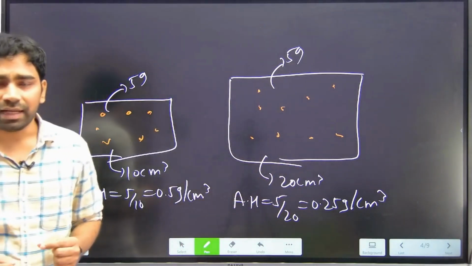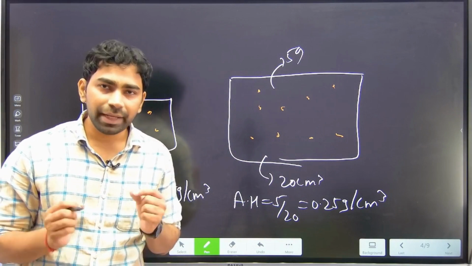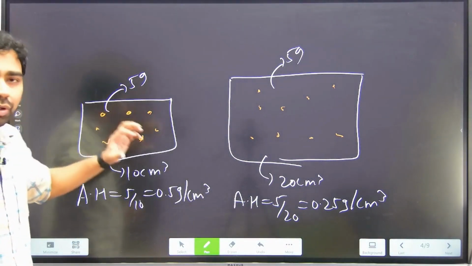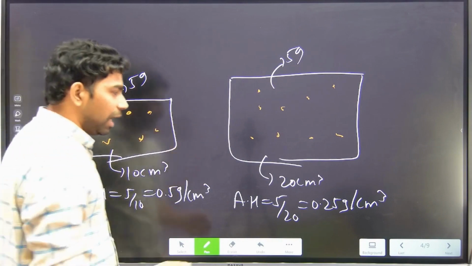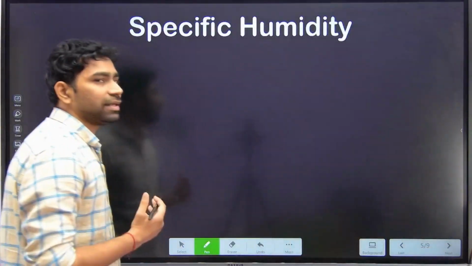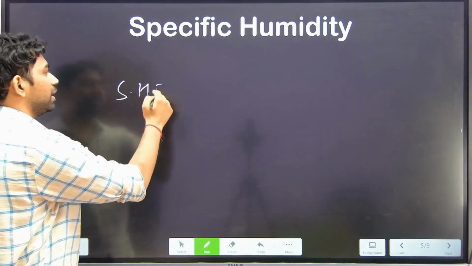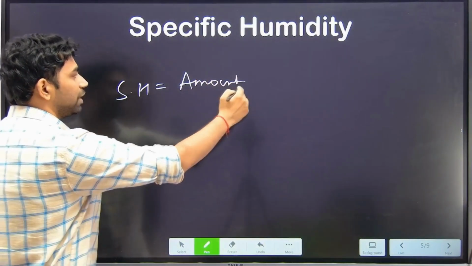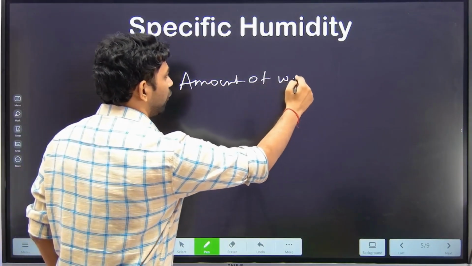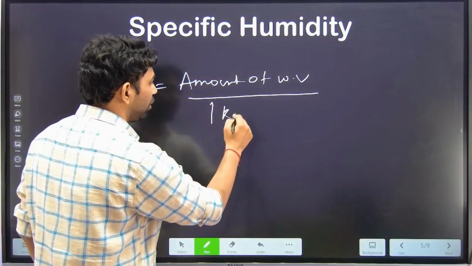So now we can say that temperature plays a very important role in deciding the absolute humidity of any region. Okay, so to overcome this problem, another method came, that is the specific humidity. So what is the specific humidity? It is the ratio of the amount of water vapor present in 1 kilogram of air.